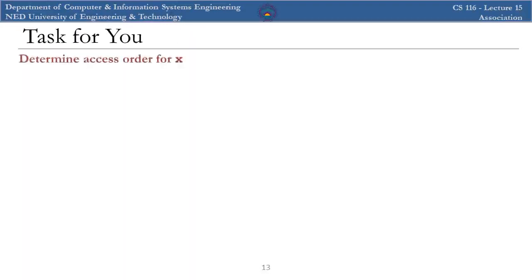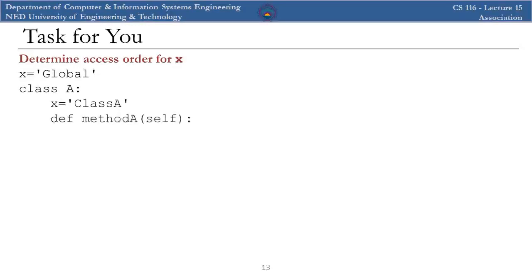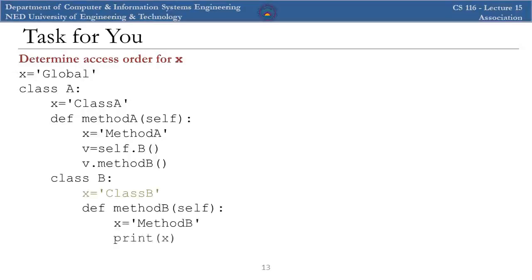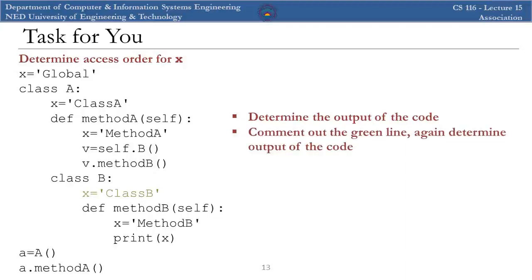Here is an exercise for you. Here is some code, and you have to determine the order in which x will be searched. You'll find this code in the code file as well. I would recommend that, without executing it, you just try to figure out what it will print. Determine the output of this code, then comment out the green highlighted statement and figure out the output again. Then you can of course run this code from that file and compare your results. So that's all for today.